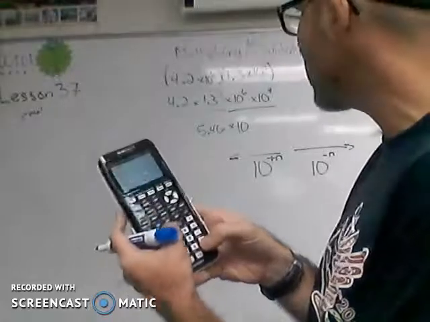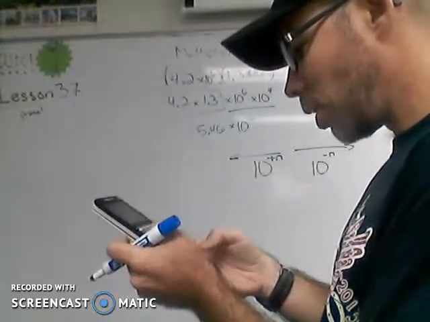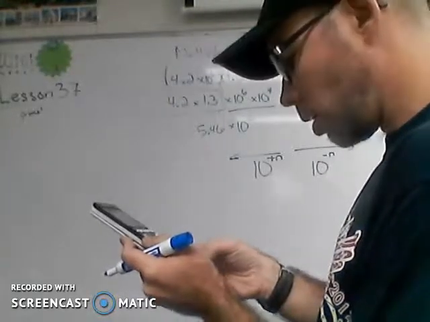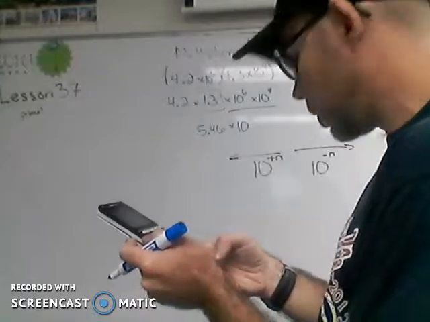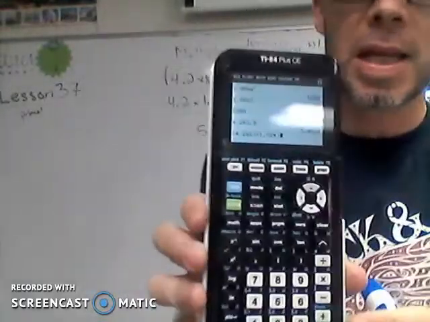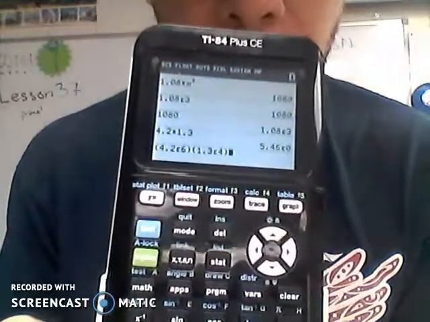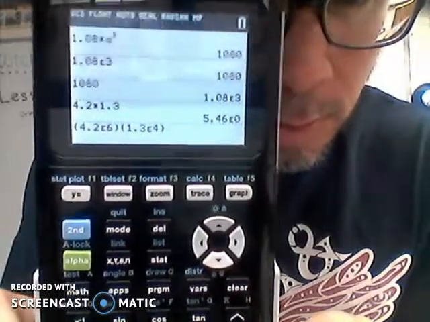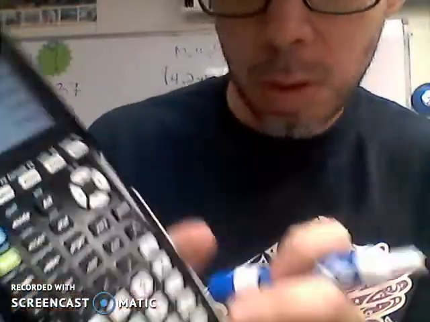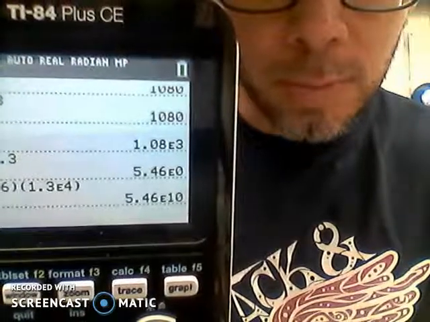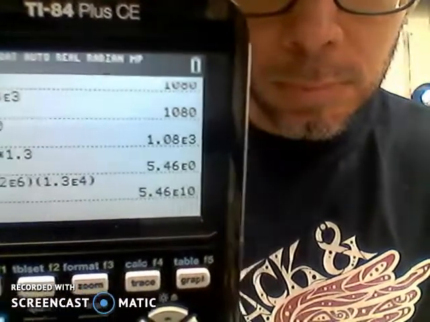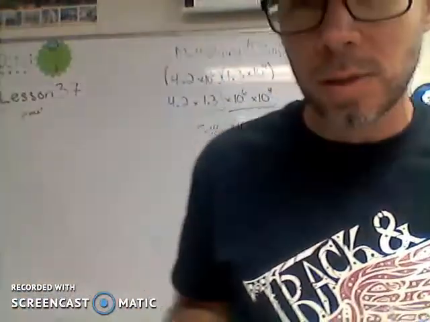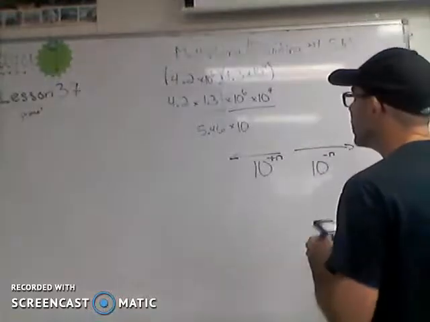I could type this exactly the same way as it is up there on the board. 1.3, 10 to the 4. And I'm going to use that E button there. So there you go. You can kind of see that. And when I hit enter, it's going to give it to me in the format like that. 5.46 times 10 to the 10. That's scientific notation, right? We can do this with division as well.